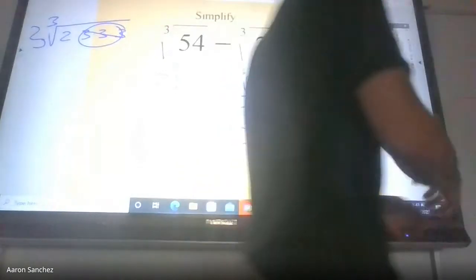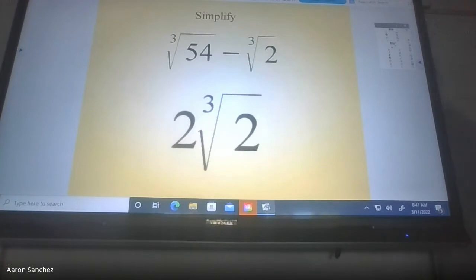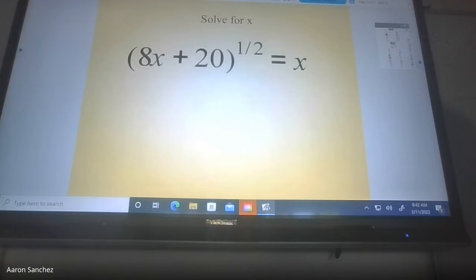Okay, moving on. Can I move on? Raise your hand if you need more time for this. Okay, and so 2 times the cube root of 2 is the answer. Okay, solve for x.